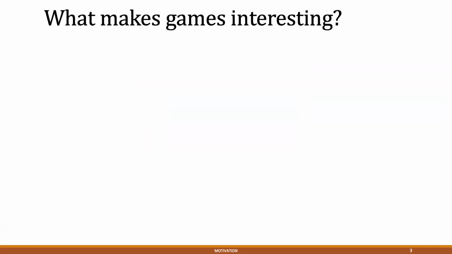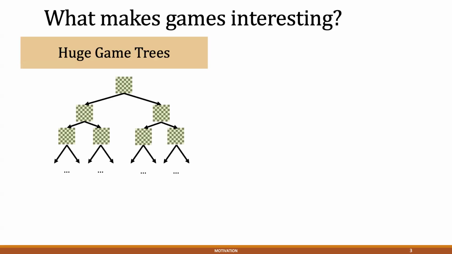So what makes some of these games interesting strategically? The first thing is that these are games that are played on very, very big game trees. As I just mentioned, a game of poker can have like 10 to the 100 plus possible states, and that's just too big for us to even come close to traversing. So trying to solve these games is very difficult. And on top of that, if you're playing against a good bot, you have to think many steps ahead to do well.